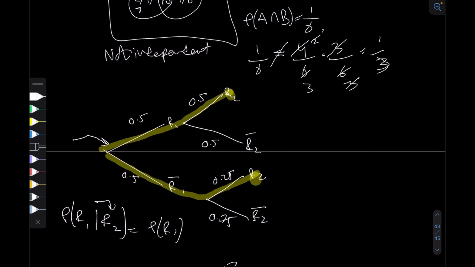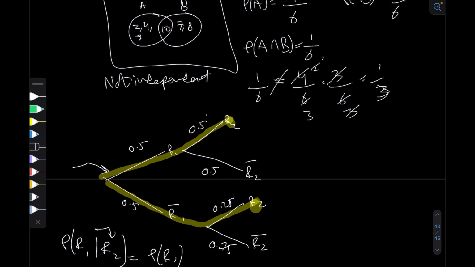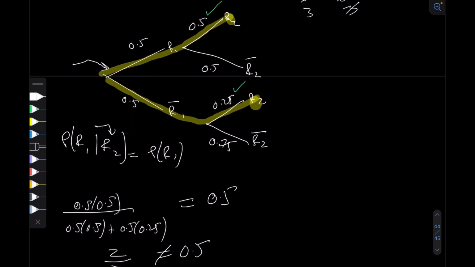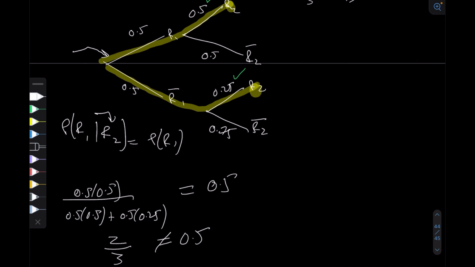So here you could clearly see that if I win round 1, then the probability of winning the next round increases, right? And so we can see directly that these are not independent. In other words, these are dependent.